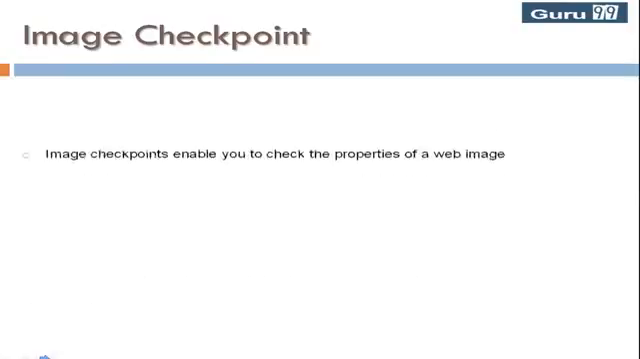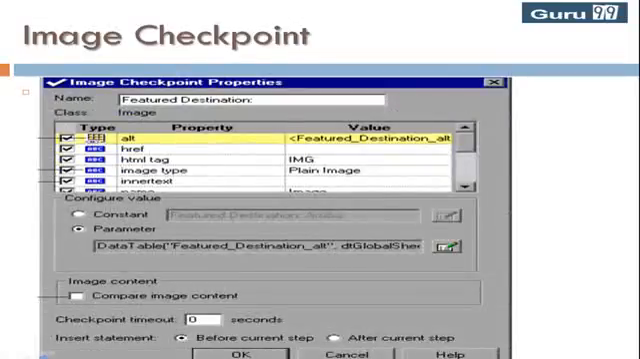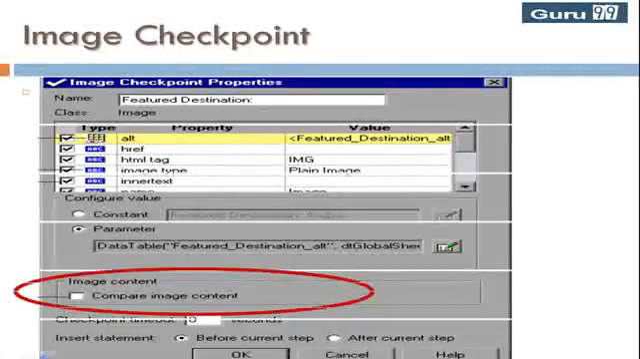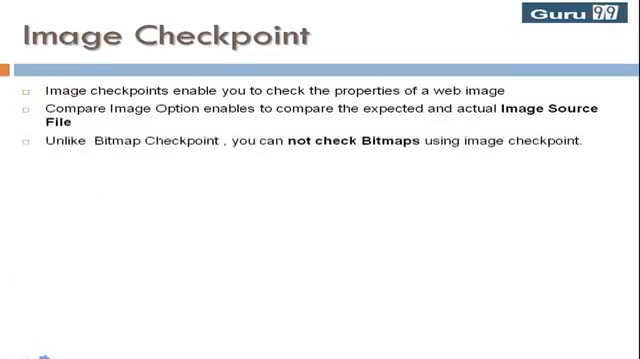Image checkpoints. An image checkpoint enables you to check properties of a web image. An image checkpoint is similar to a standard checkpoint, except for the compare image option. The compare image option enables you to compare the expected and actual image source file. Unlike bitmap checkpoints, you cannot check bitmaps using image checkpoints.